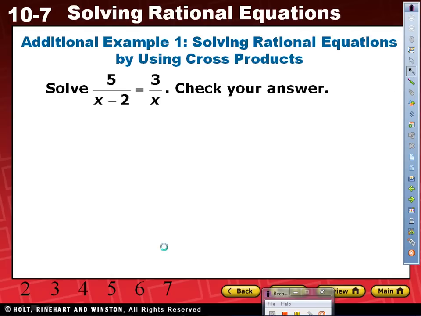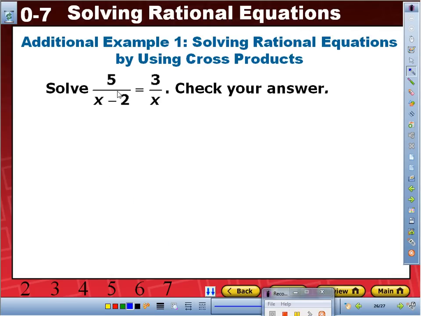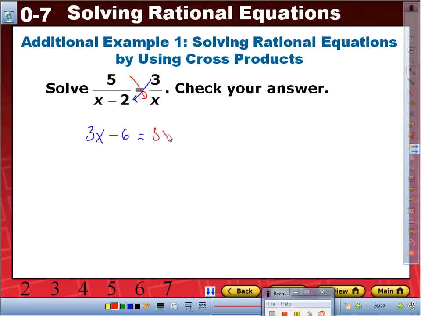Let's do this together. Is it a fraction equal to another fraction? Yeah, so it's a proportion. So we're going to cross multiply. Let's see. 3 times these two terms. So what do we have? 3x minus 6 equals, and we cross multiply the others. 5 times x, that's 5x. Are we there so far?